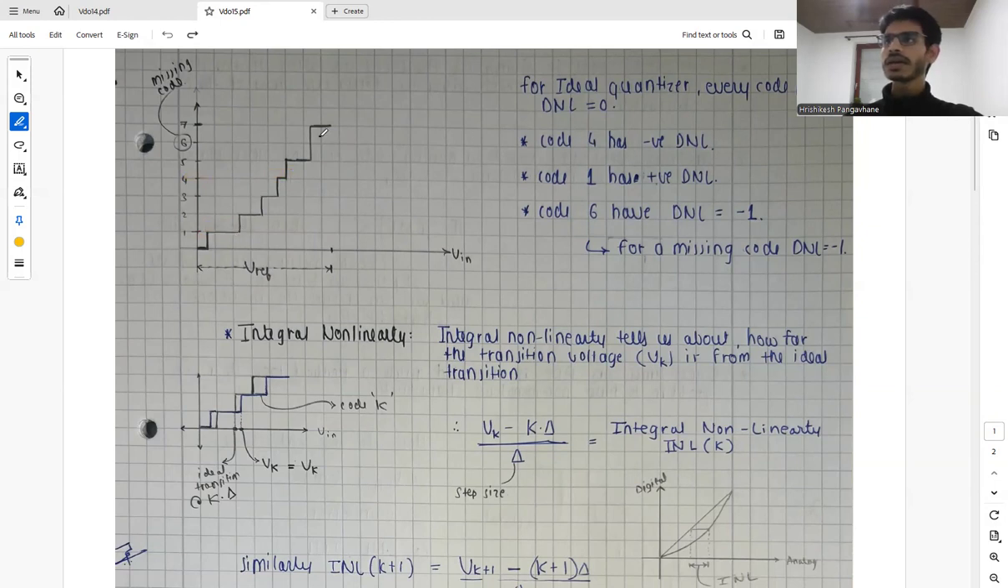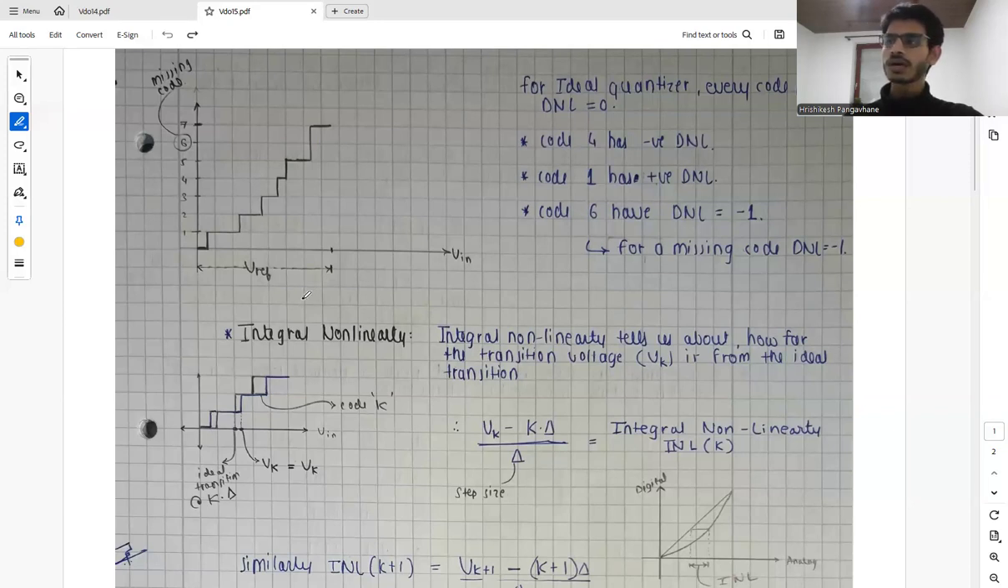But in the case of code 6, the code is missing. So the width is missing. Basically the DNL for code 6 will be -1. We will come to this soon. We'll derive the situation for this and understand why it is -1. But as of now, let's take it as it is that for a missing code, the DNL is -1.